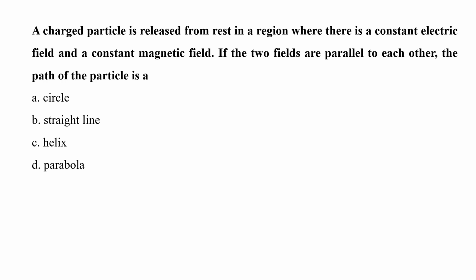A charged particle is released from rest in a region where there is a constant electric field and a constant magnetic field. If the two fields are parallel to each other, the path of the particle is a circle, straight line, helix, or parabola.